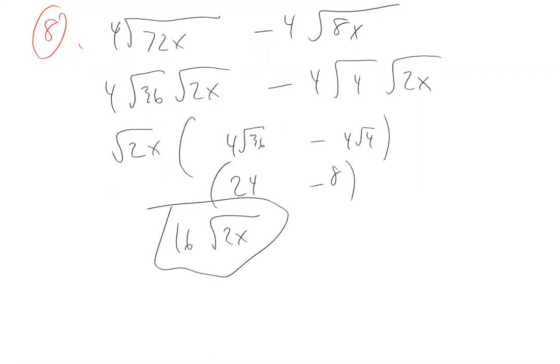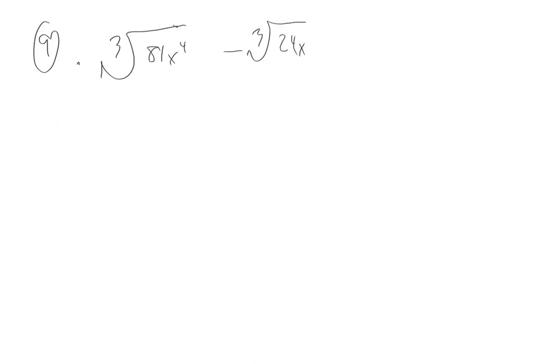Now let's try problem number 9. Problem number 9 says cube root of 81x to the 4th minus cube root 24x. So I can break apart the 81 into 27. I can break apart the x to the 4th into x cubed. So I'll have the cube root of 27x cubed. But then I'll still have left over the cube root of 3x, because I have 3 left from 81 and x left from x to the 4th. So then I have this.